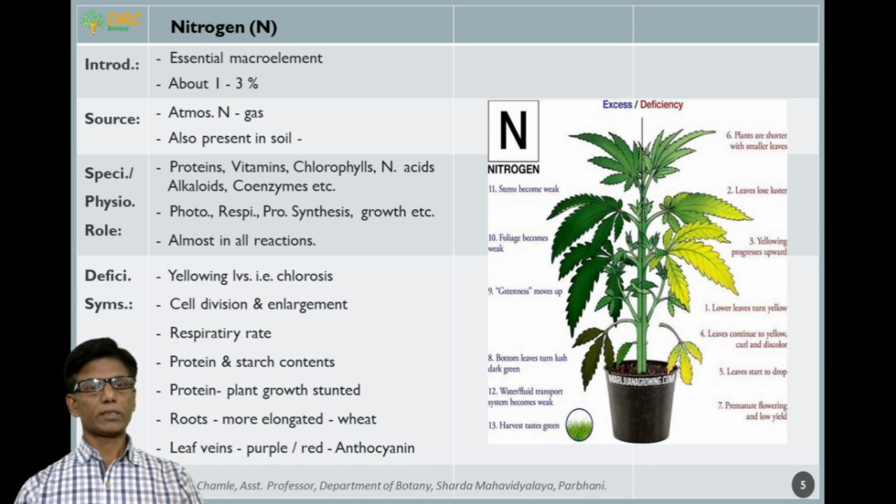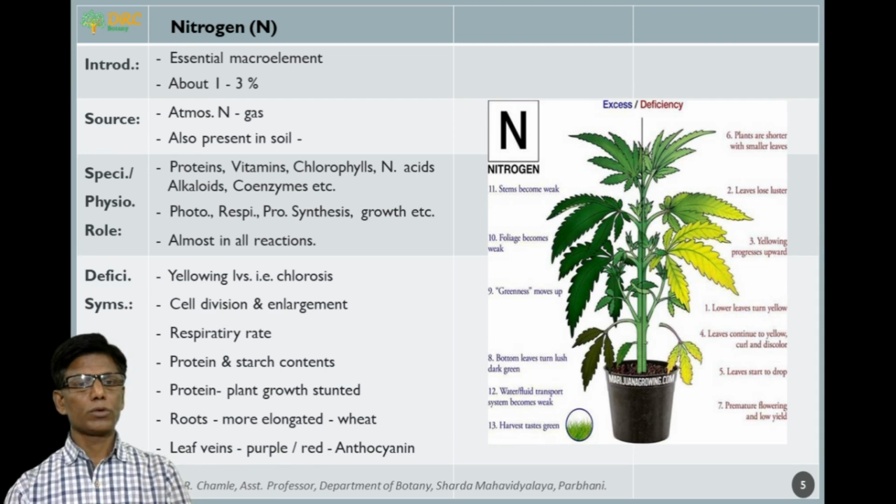It also plays an important role in various physiological processes like photosynthesis, respiration, protein synthesis, growth, etc. Overall, it is seen that nitrogen plays a very important role in almost all the metabolic reactions. These are some functions of nitrogen seen in the plant body. Now we will see the deficiency symptoms of the nitrogen element.